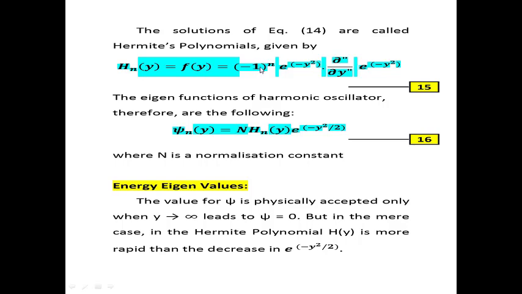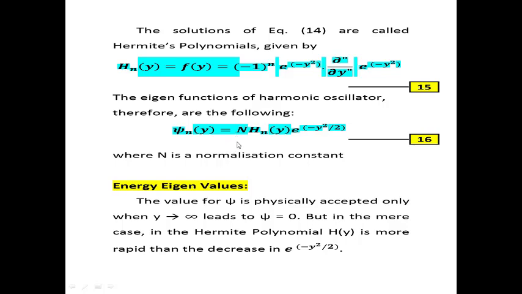It is equal to minus 1 power n and e power minus y squared times d^n divided by dy^n, that is, d^n by dy^n of e power minus y squared. This equation number 15 is the solution of equation number 14, and the eigenfunctions of the harmonic oscillator are therefore written as psi n of y, which represents the Hermite polynomial. The wave function with respect to the Hermite polynomial is N times Hn of y times exponential of minus y squared by 2. Here N is the normalization constant.